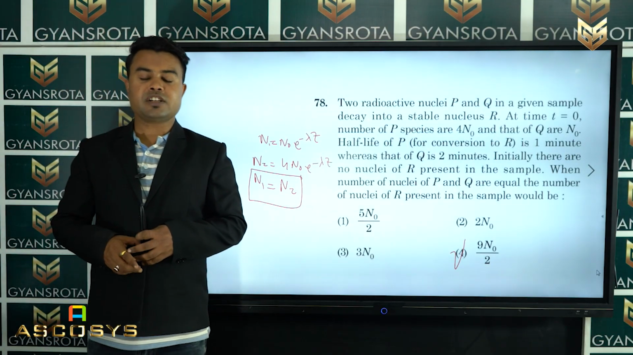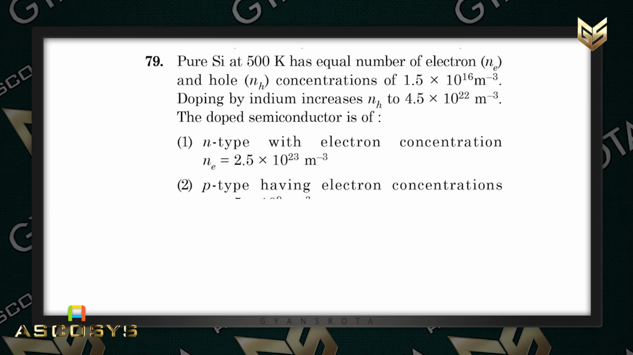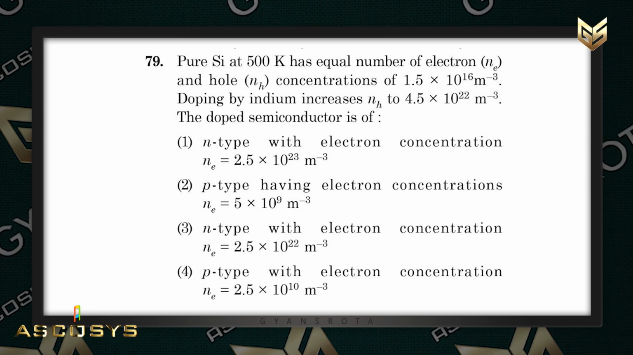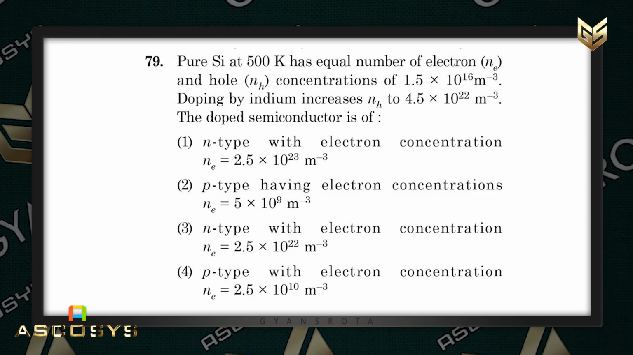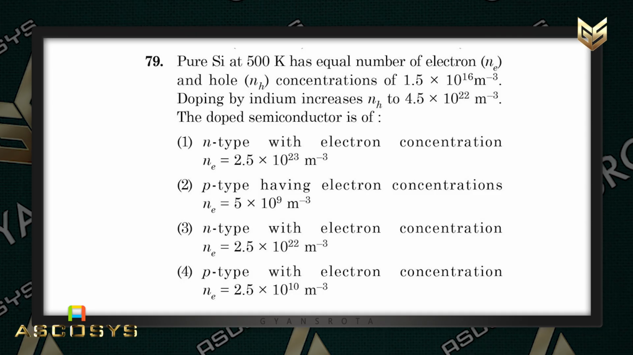So now let us move to the next question, that is question number 79. A pure semiconductor at 500 Kelvin has equal electron and hole concentration of 1.5 into 10 to the power 16 per meter cube. Doping by indium increases Nh to 4.5 into 10 to the power 22 per meter cube. The doped semiconductor is of how much?